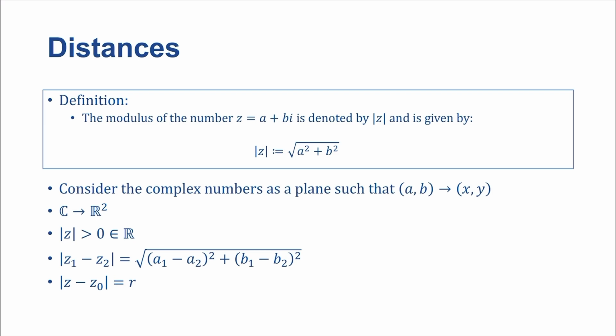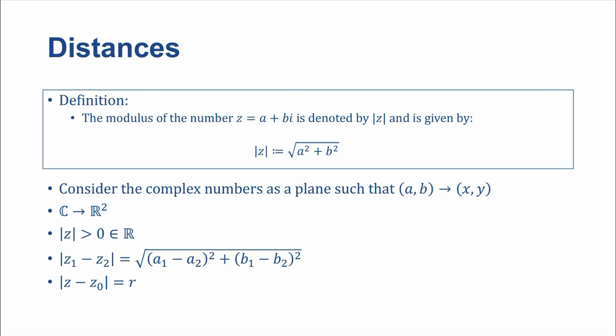The good news is, unlike in multivariable calculus, this does not get any more complicated. So again, I would consider the complex plane such that any ordered pair a, b, the coefficients representing the complex number, are mapped to some point on the xy plane. So essentially what we're doing is taking the complex numbers and mapping them to the two-dimensional real number plane, and that is denoted by R superscript 2.